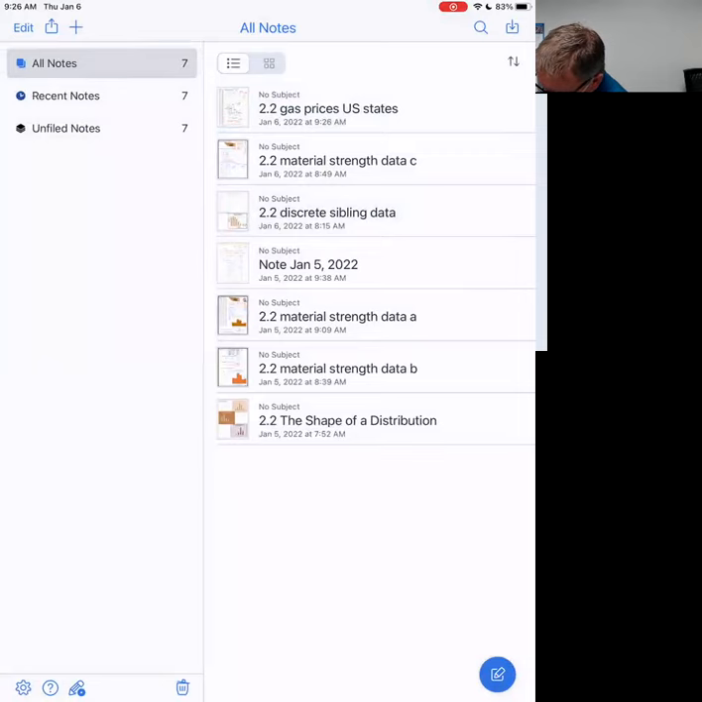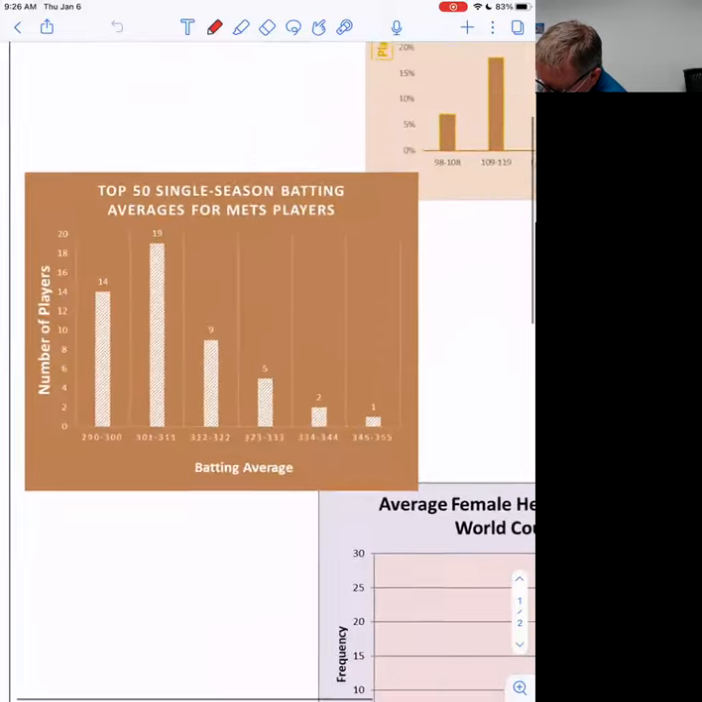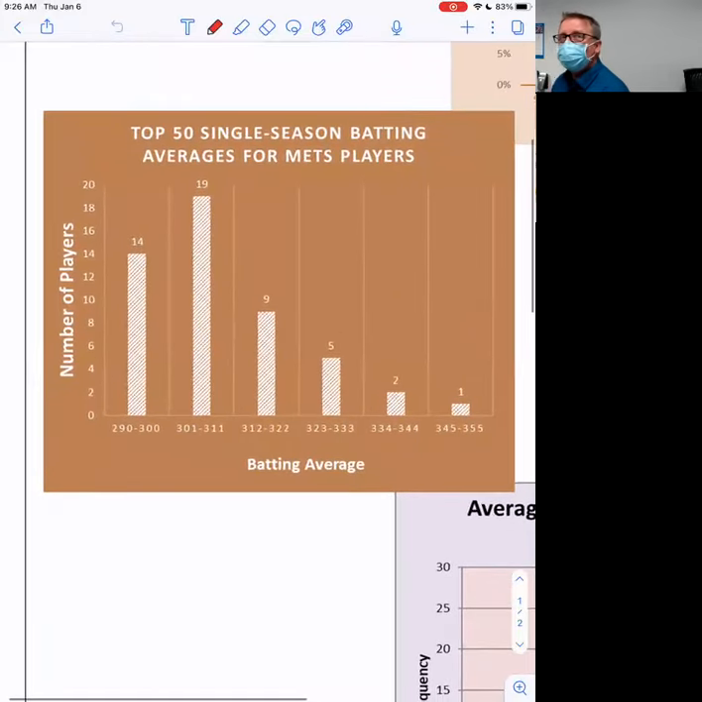Take a look at this, and then we'll be done. So here's a pre-made graph. This is also stolen from a student last term who was really into the Mets. They looked at batting averages, and notice this is single season batting averages. This is the best hitters, individual players. This is like the best hitters that have ever played for the Mets.